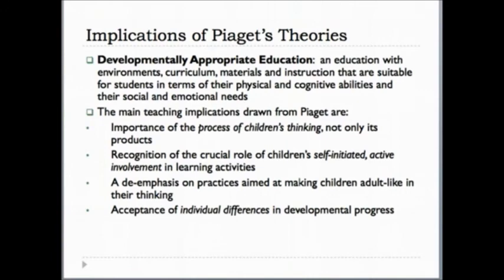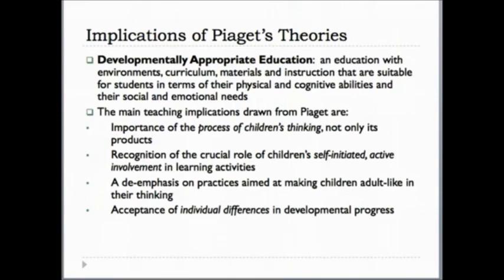So, the main teaching implications that are drawn from Piaget's theory are that it's important to think about the process of children's thinking and their cognitions, not only what the product of it is. So how do children learn? What are they able to learn at a certain age or a certain stage? And then also, an important implication is that children's ability to self-initiate and be actively involved in learning activities is really crucial.